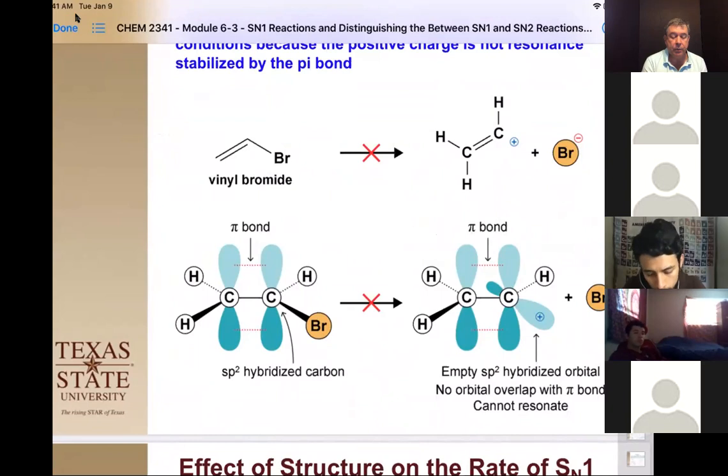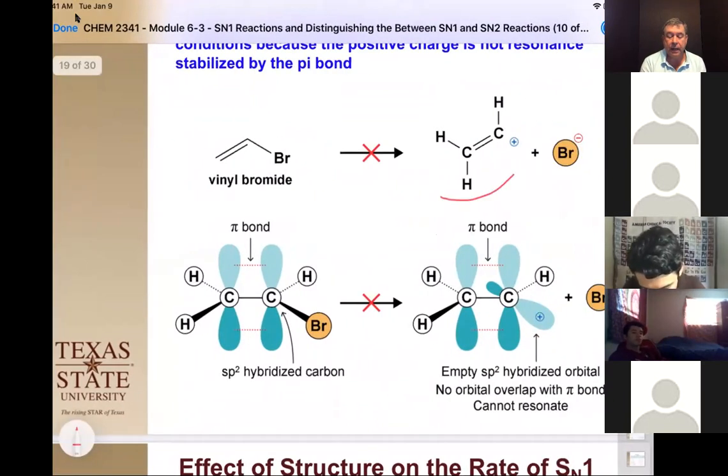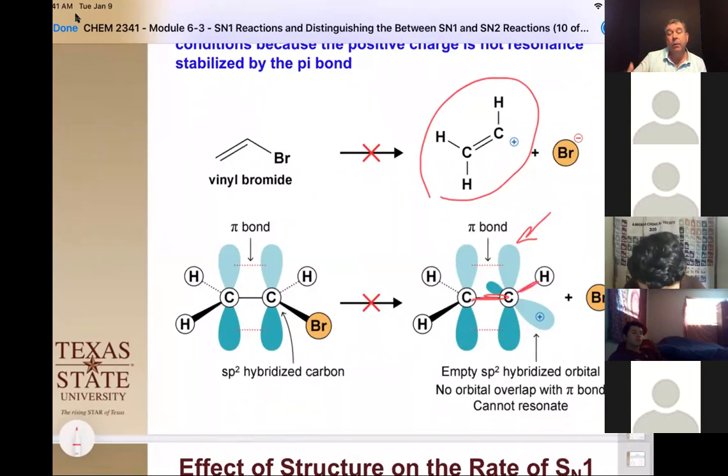Because if we just took vinyl bromide, it doesn't form a cation here because we're trying to put a positive charge in an sp2 hybridized orbital. We already have a p orbital activated here. We already have our sigma bond here and a sigma bond here. So we will not form the carbocation on vinyl systems or on benzenes either. Benzenes only undergo a substitution reaction. They do not undergo this kind of formation of a positive charge.